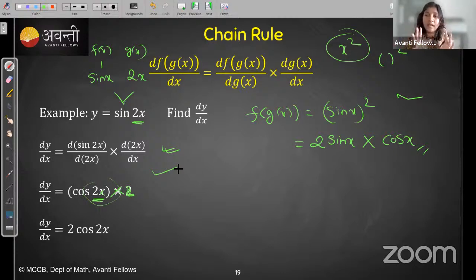So chain rule is nothing but, if we have a composite function with us, we differentiate that function until we get a standard function at the end. Okay. So we'll solve some more examples so that you can get a clear idea about it.